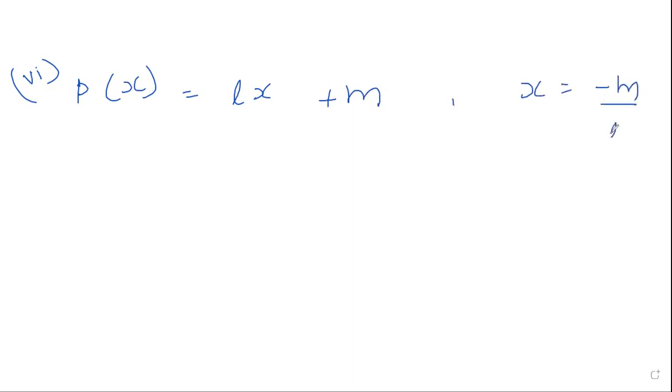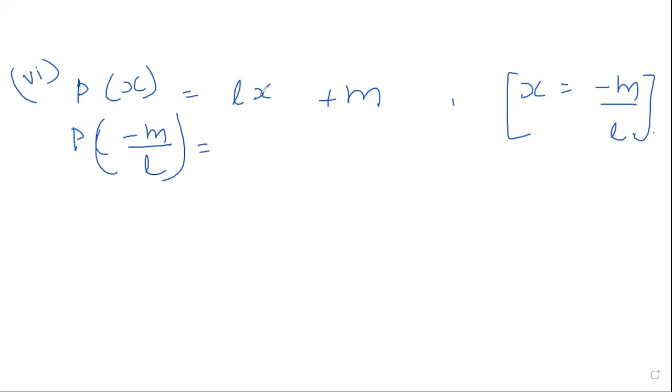Next one, children. P of x is equal to Lx plus m, where x is equal to minus m by L. Okay, here they have not given a number. They have given a fraction. Let us see how to do it. So, P of minus m by L.